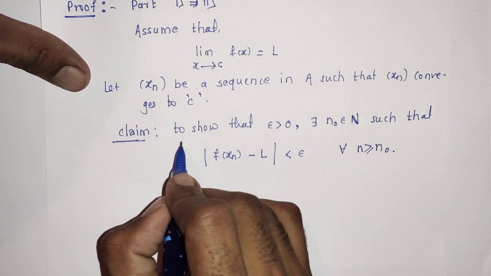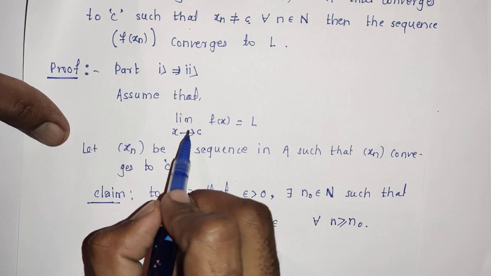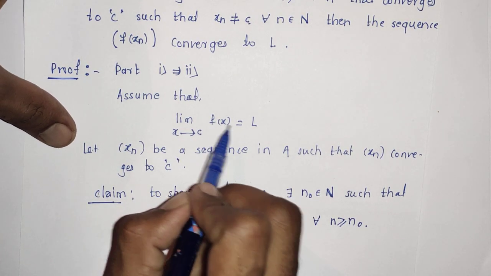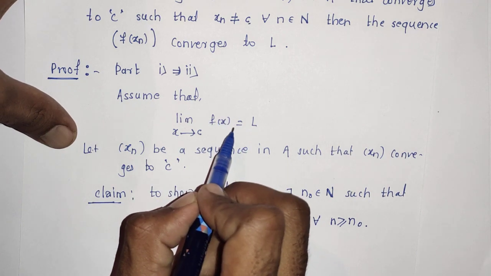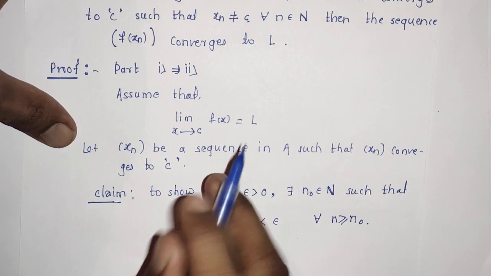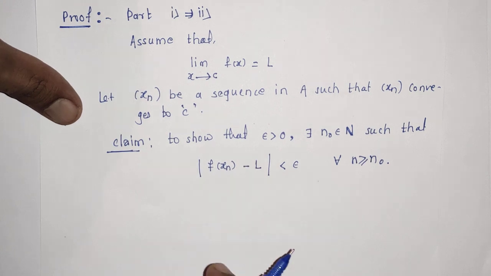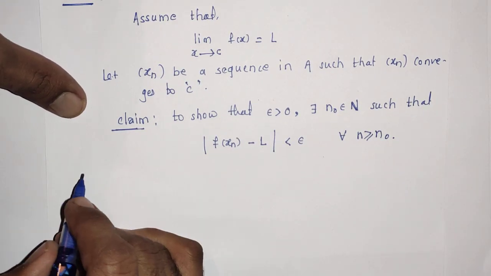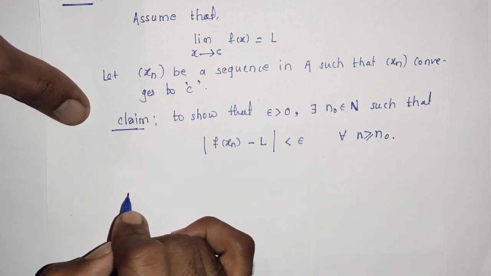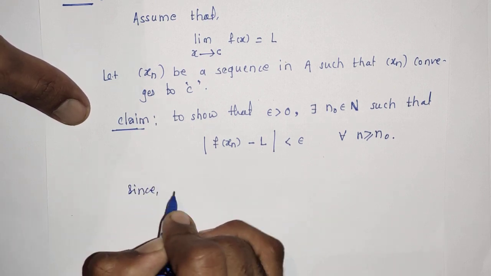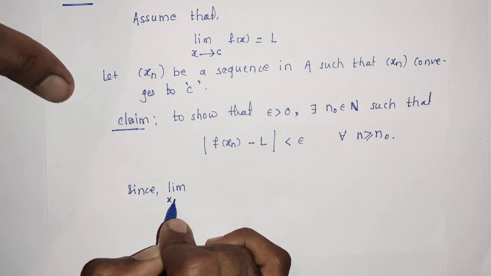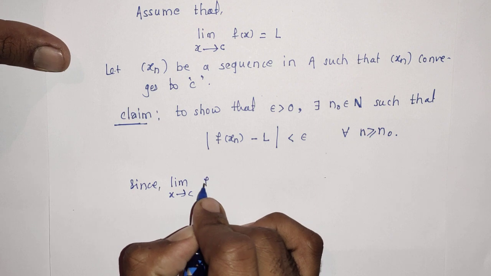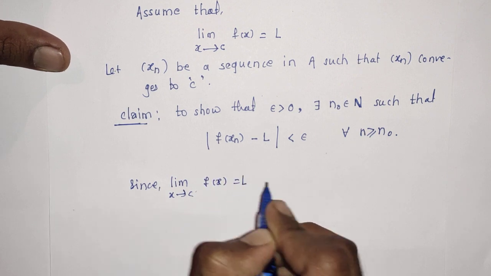So, here this is our claim, but we have assumed the limit as x tends to c of f of x is equal to L. If this limit exists, again we can use the epsilon-delta definition of limit, which in this chapter we have seen in previous videos. So, we can use that definition, since the limit as x tends to c of f of x is equal to L.